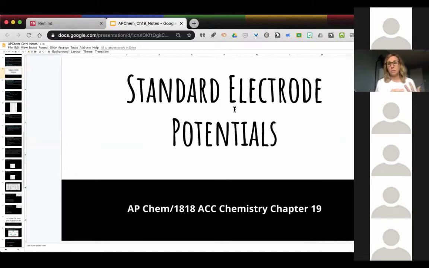So what's the anode, what's the cathode, what's the total voltage being generated, which one's increasing in size, decreasing in size, etc. We'll go through how to do a couple of those. That's kind of the main idea of what we're doing here.